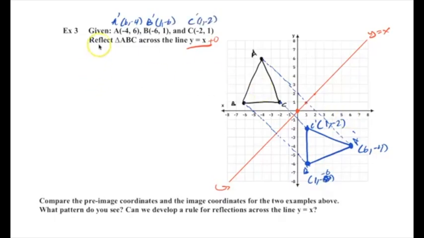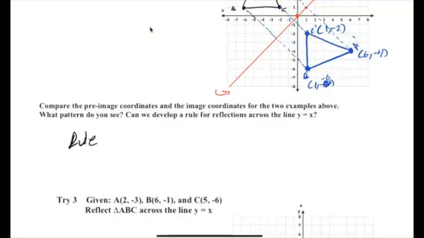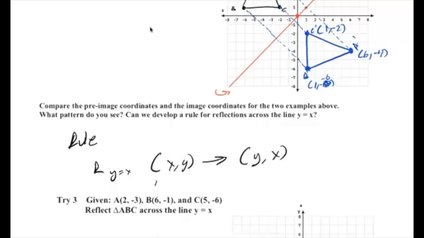Look at the difference between the image we started with and the image we got. Notice the difference here? They transpose the numbers. They switched them. The x and y get switched. That's the rule for doing it. The rule for if you want to reflect across the y equals x line is your pre-image x, y turns into the image y, x. This is the pre-image. That's where you start. And then you end with the image.